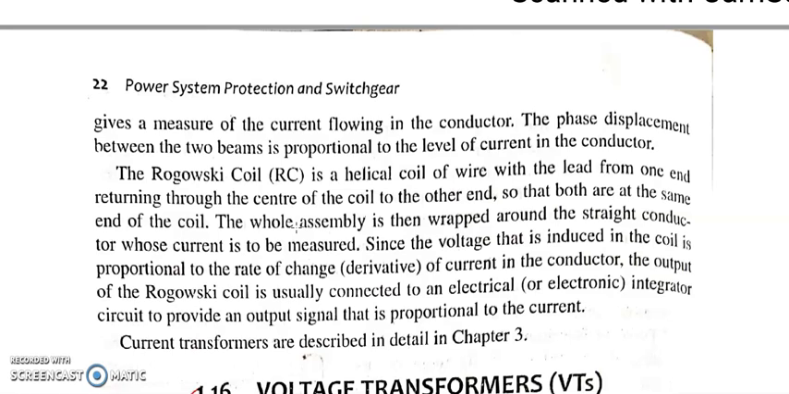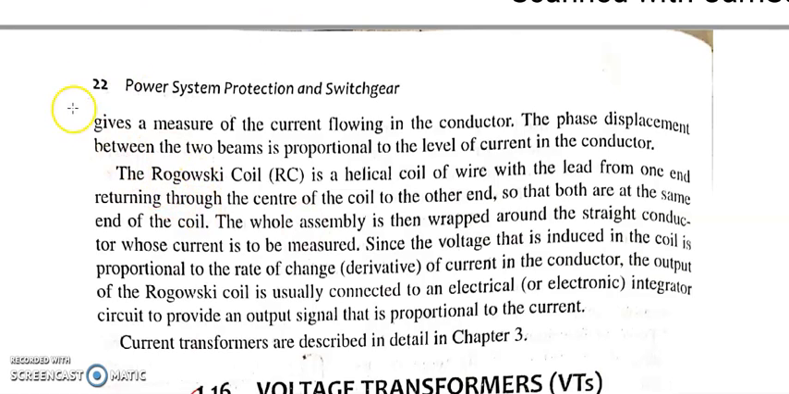So basically it is made up of a helical coil. Again this Rogowski coil you are going to learn in more detail in your high voltage engineering. Here only general information is given, that is it is made up of a helical coil of wire. And the whole assembly of your Rogowski coil is put over the straight conductor, just like your bar type electromagnetic CT, so as to measure the current whose current is to be measured.